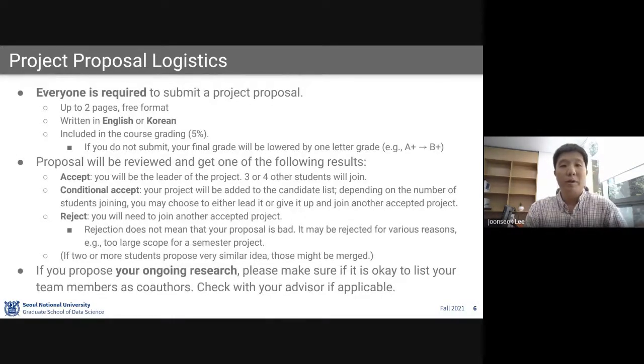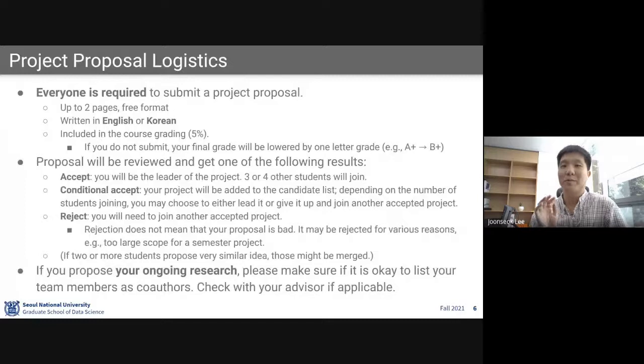So the project proposal will be up to 2 pages, and you can use any free format. And this can be written in English or Korean. It's up to you. So basically, both of them are fine. And this will be included in the course grading for 5%. But if you do not submit this, I'm going to lower your grade by 1 letter grade.